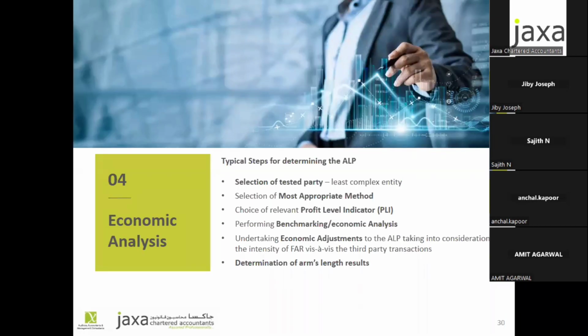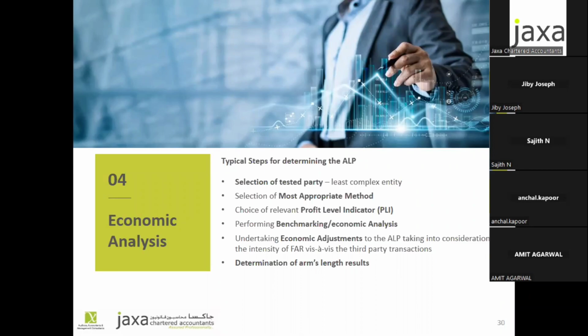To do the economic analysis, this slide tells you the process. First step, select the tested party, which is the party on which you will do the analysis. That is the least complex entity. Then selection of the most appropriate method. You have 5 methods. You choose the best method amongst the 5 methods. Then choice of the relevant profit level indicator. This means that you have to choose whether you are justifying your transfer pricing based on operating profit by operating cost, or based on operating profit by operating revenue. Means how you are computing your profitability.